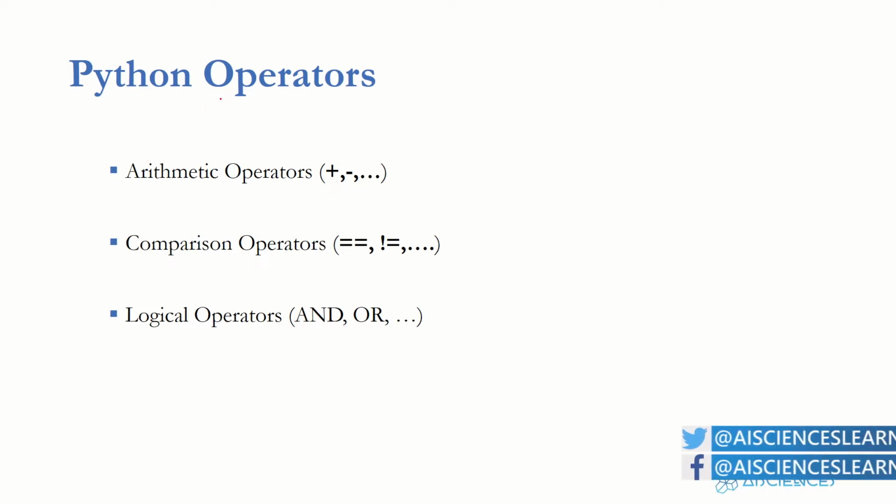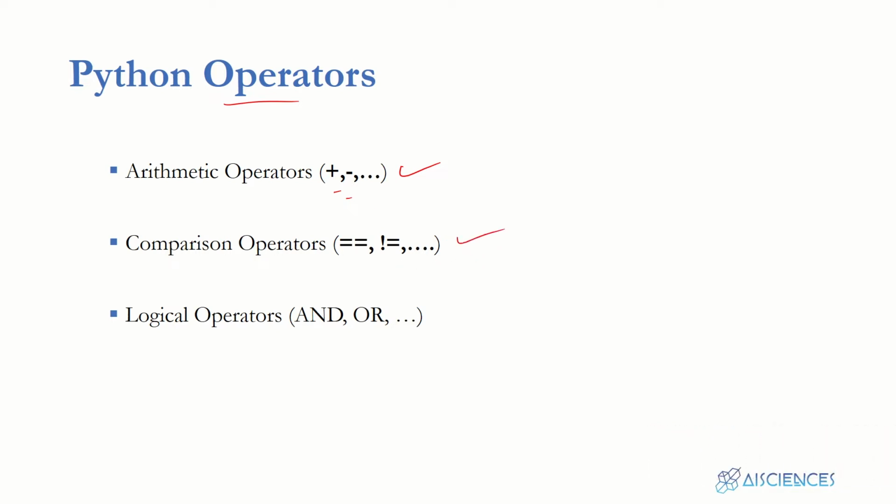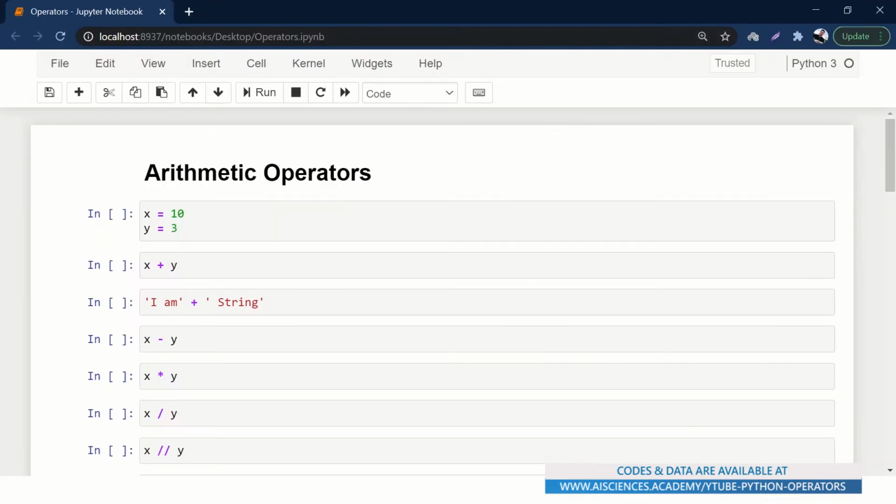Today we are going to learn Python operators, and we will start from arithmetic operators. That includes plus, minus, multiply, division and stuff like that. And then we will go up to comparison operators, equal to, not equal to, greater than, less than and stuff like that. And that will be followed by logical operators, and, or, not and things like that. So let's not waste our time and let's go straightforwardly to our coding environment, and let's start with arithmetic operators.